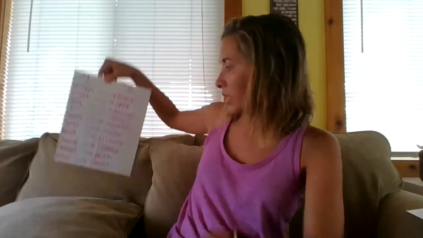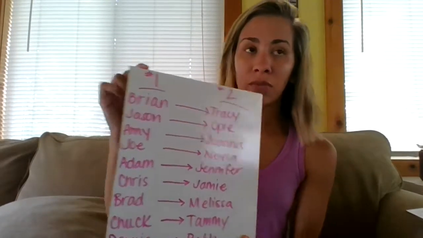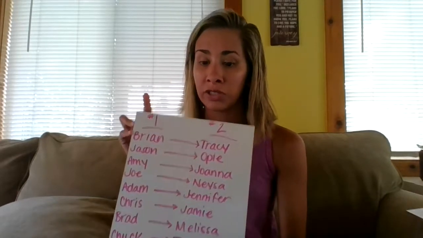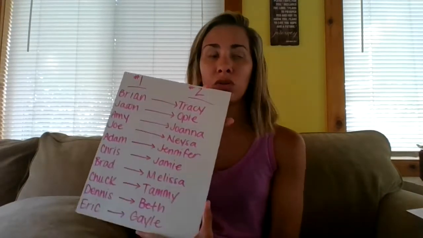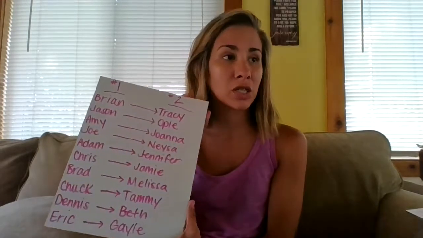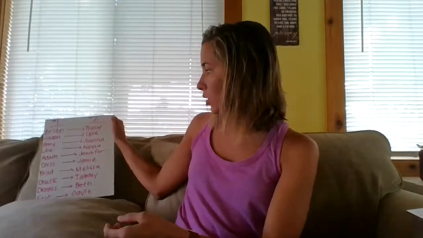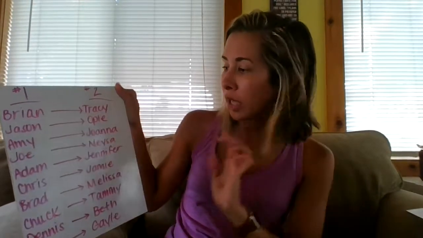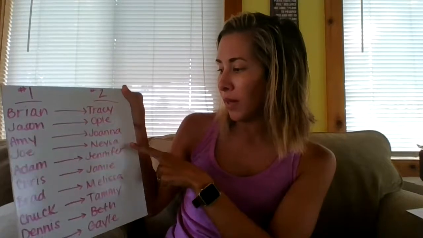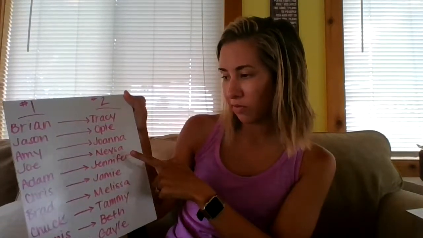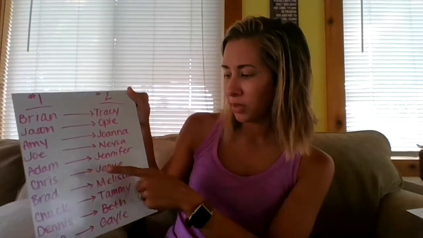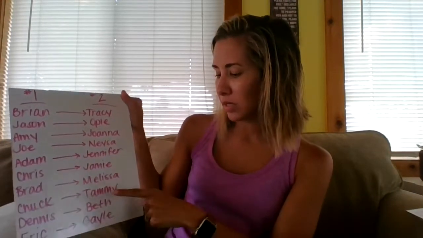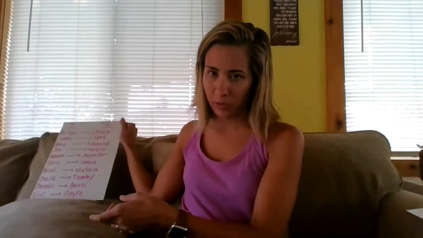And on this one side right here, the ones with the number 1, you guys are going to be the first partner. So you'll be the reader first. Those of you under the number 2 category, you guys are going to be the coaches first. So we have Brian with Tracy, Jason with Opie, Amy and Joanne, Joe and Nisa, Adam and Jennifer, Chris and Jamie, Brad and Melissa, Chuck and Tammy, Dennis and Beth, and then Eric and Gail.